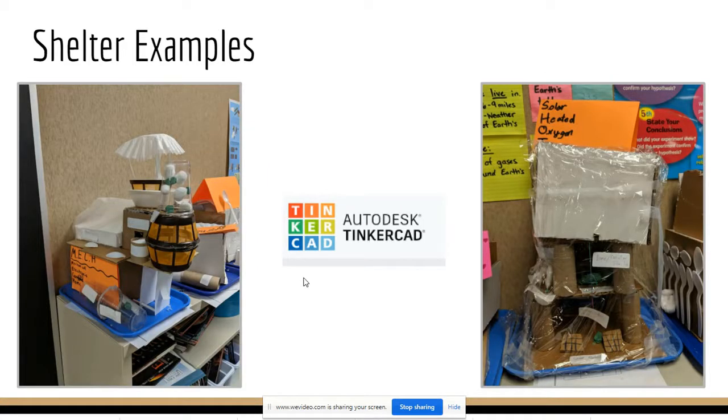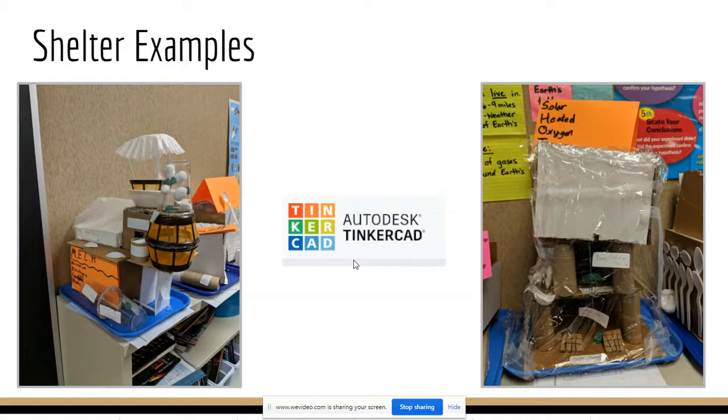Here are two examples that were built in class. You see, this one over here is called the mech. And this one over here was called the shot. And these kids that had made this had worked together to create a shelter using found materials. Now, you guys aren't going to be able to do that. We are actually going to use Tinkercad to create these. But this is just like a teaser.